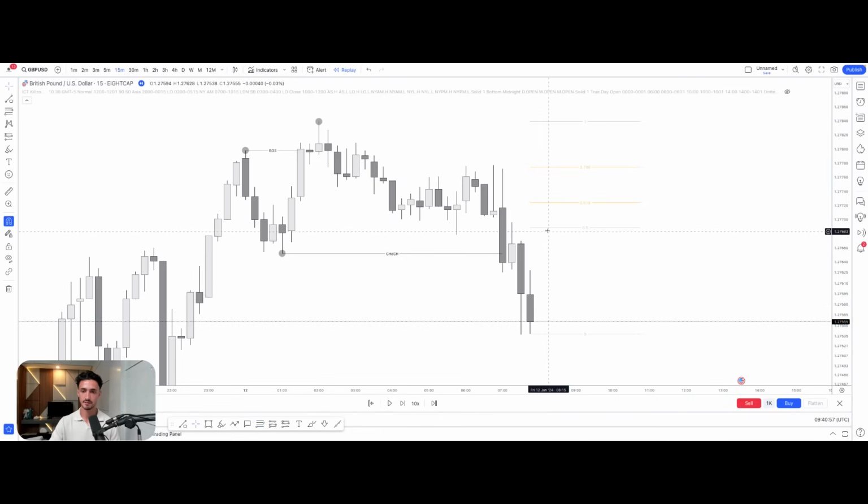And so now we have 0.5, 618, 786, and of course the full. Now we're going to essentially wait for price to pull back into above the 0.5, somewhere around this area. And then we're going to wait for a drop down a time frame and look at the 1 minute structure. And the 1 minute structure, of course, will be bullish.